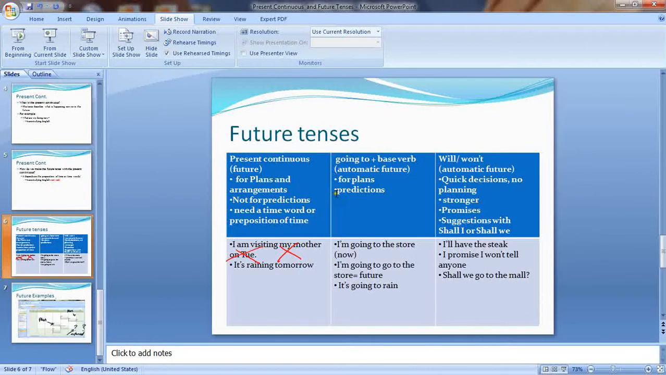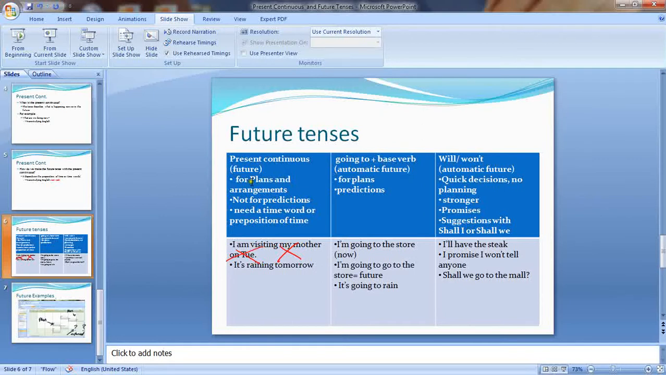Going to, you can make predictions. You can discuss the weather in the future. For example, it's going to rain. It's okay. It's going to rain. But the present continuous you cannot. Okay, so many of my students feel that going to or will are safer, okay, and easier to use, because then you don't have to worry about this conflict.